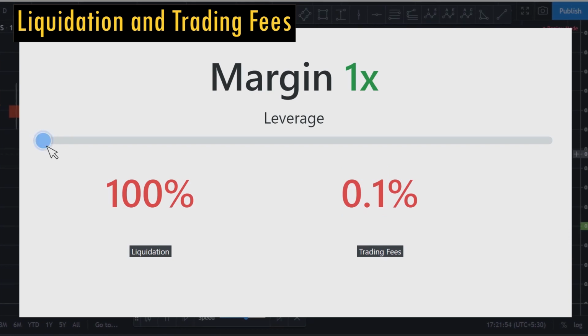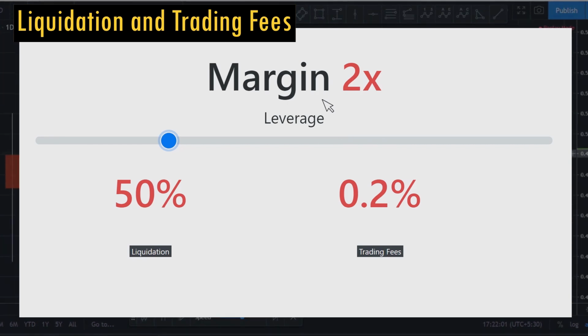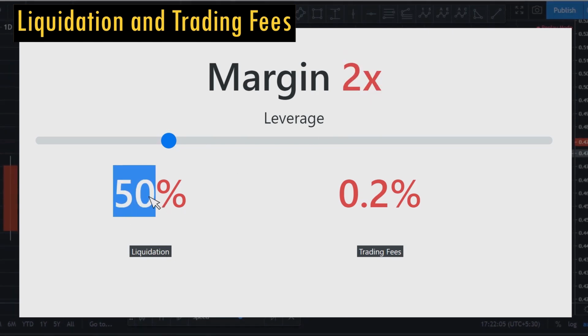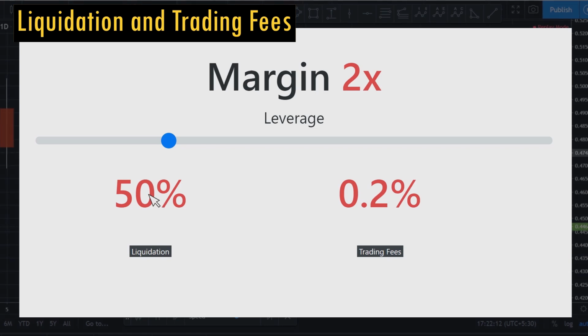Things get interesting when you move to 2x leverage, which you can change with the slider. I'll leave a link to this template in the description box. You can download it and check it out. So when I change the margin to 2x, you can see my liquidation drops to 50%. So if I lose more than 50%, then I get liquidated. So I have to make sure that I don't lose more than 50%, otherwise I lose all the funds.